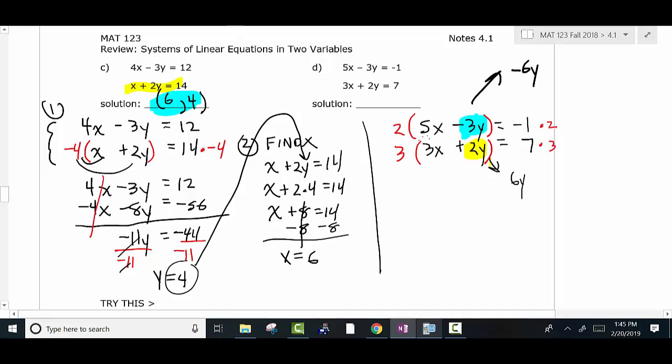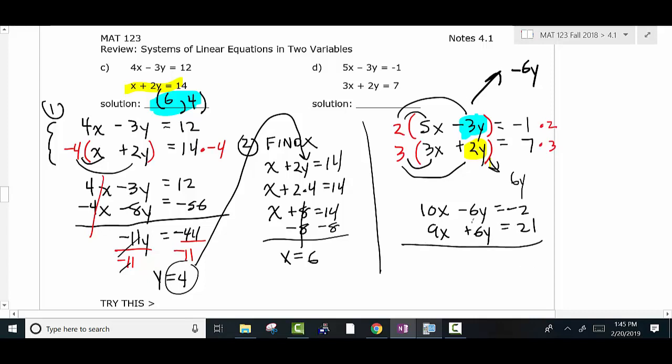So now we just do this in our head. Do a distributive property. That would be 10x minus 6y equals -2. And 3 times 3 is 9x, and then plus 6y equals 21, like that. Now they're going to cancel out. That's why we did what we did. Now it's pretty simple to finish up.